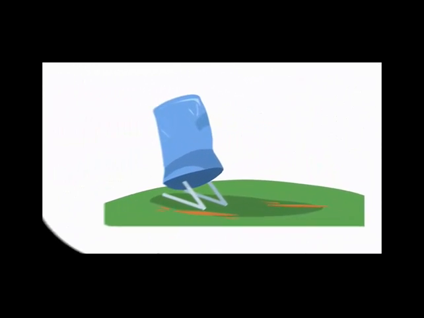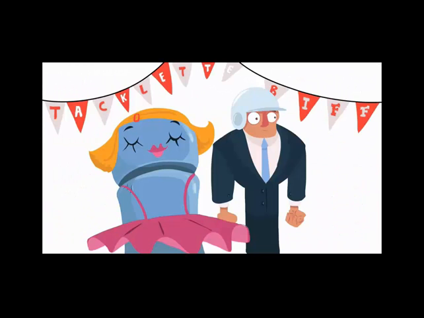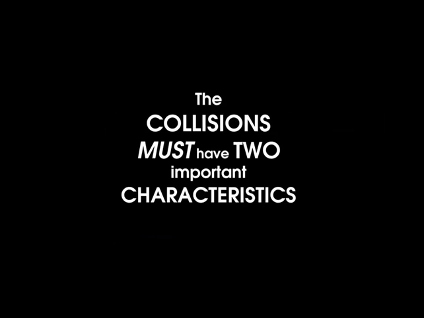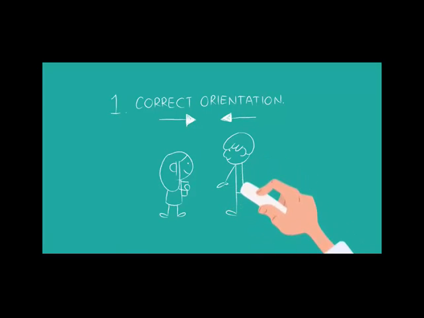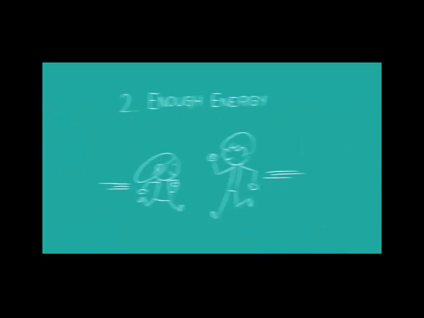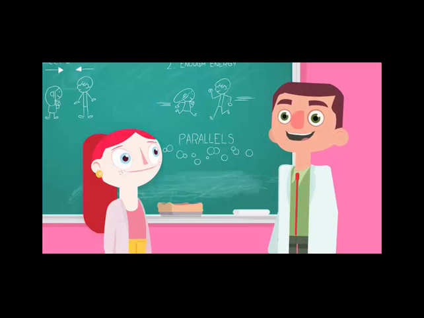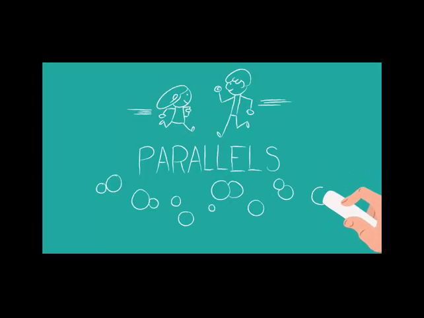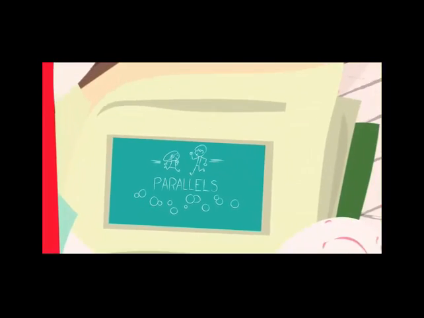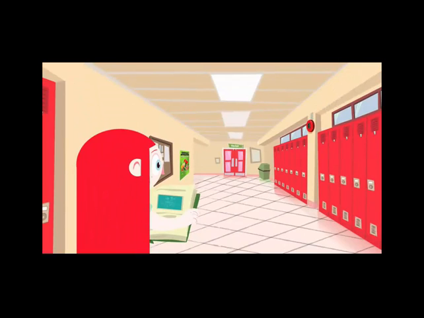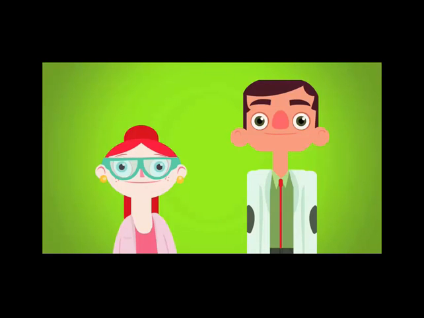Now, you're probably already aware that not all collisions lead to dates for the dance, thankfully. The collisions must have 2 important characteristics. 1, correct orientation that allows books to be knocked from one's hands, and 2, enough energy to knock the books out. Shortly after this incident, Harriet decided to tell me, her chemistry teacher, all about it. I noticed some interesting parallels between her story and chemical reaction rates, which happened to be what she was studying in the hallway the day of the collision. Together, we decided to set out on 2 missions.